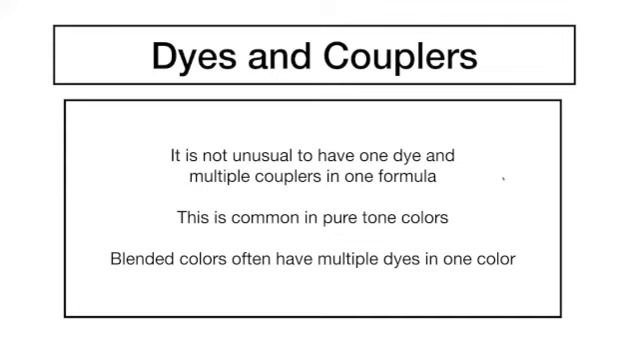So instead of making neutral by just using one dye, a PPD, and then multiple couplers, a different way of making it would be to use two different dyes, a warm one and a cool one, and then use multiple couplers in order to get it to the neutral that you want to see.